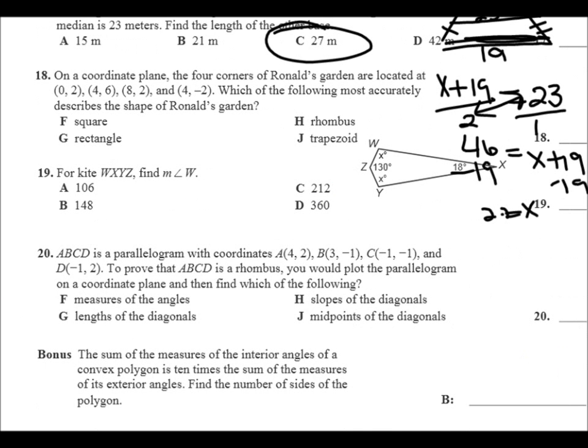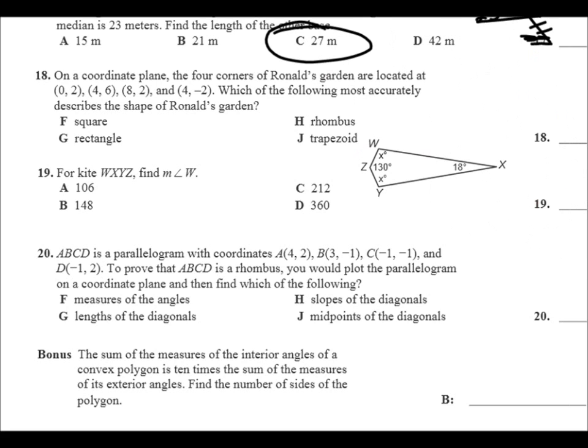Number 19, the only hint I'm going to give you is that a kite is a quadrilateral. So we need to figure out how many degrees is in a quadrilateral, and then subtract the 130 and the 18 from that, and then see what's left over.